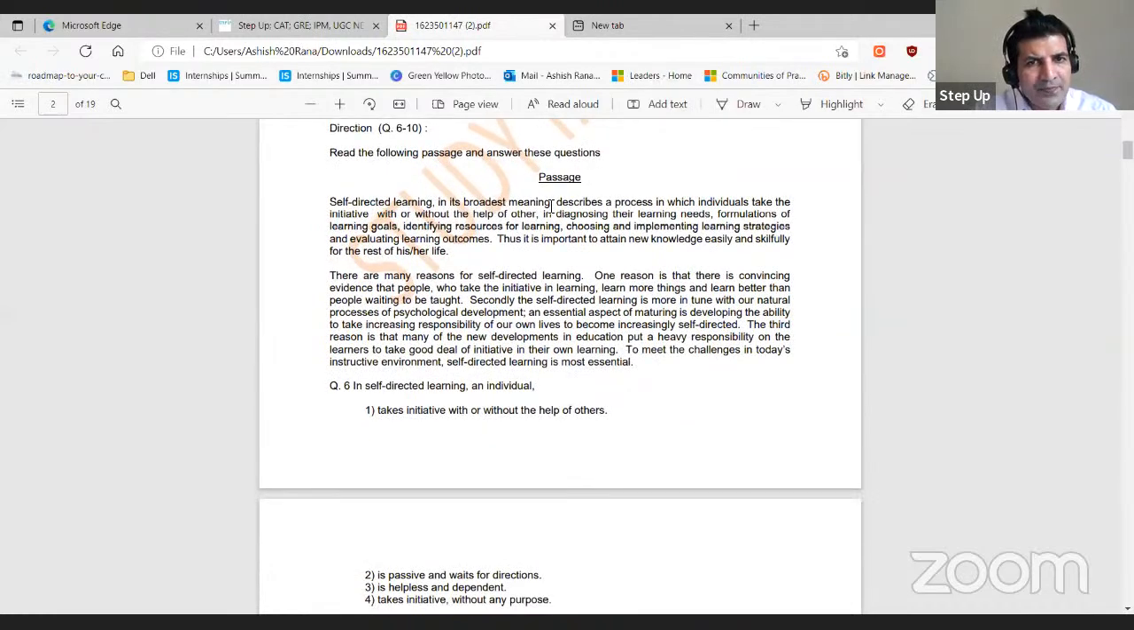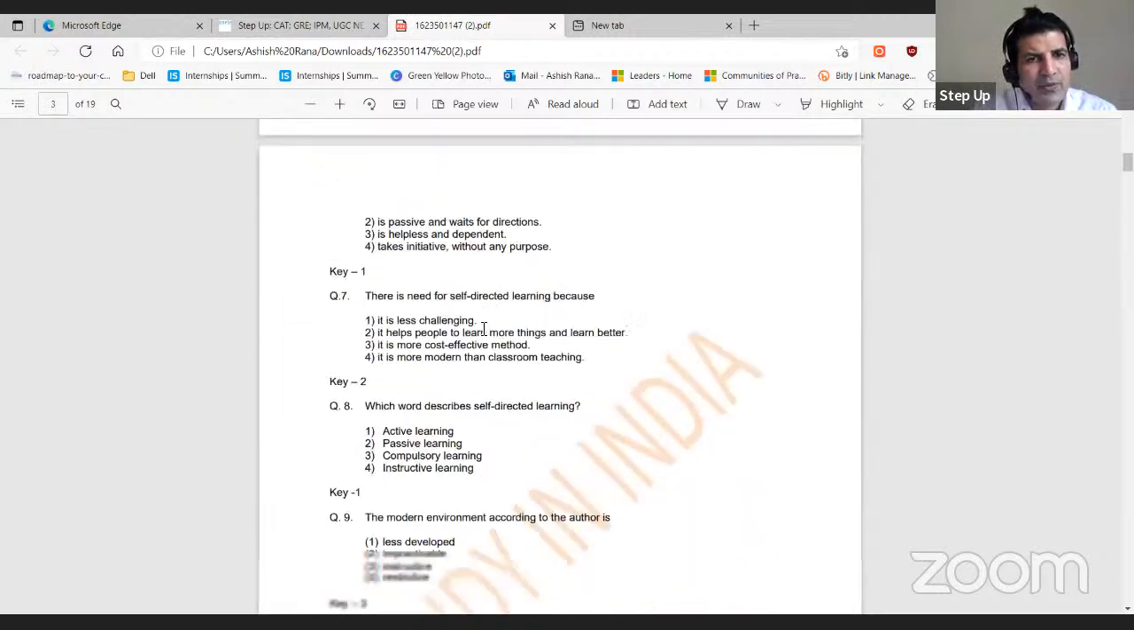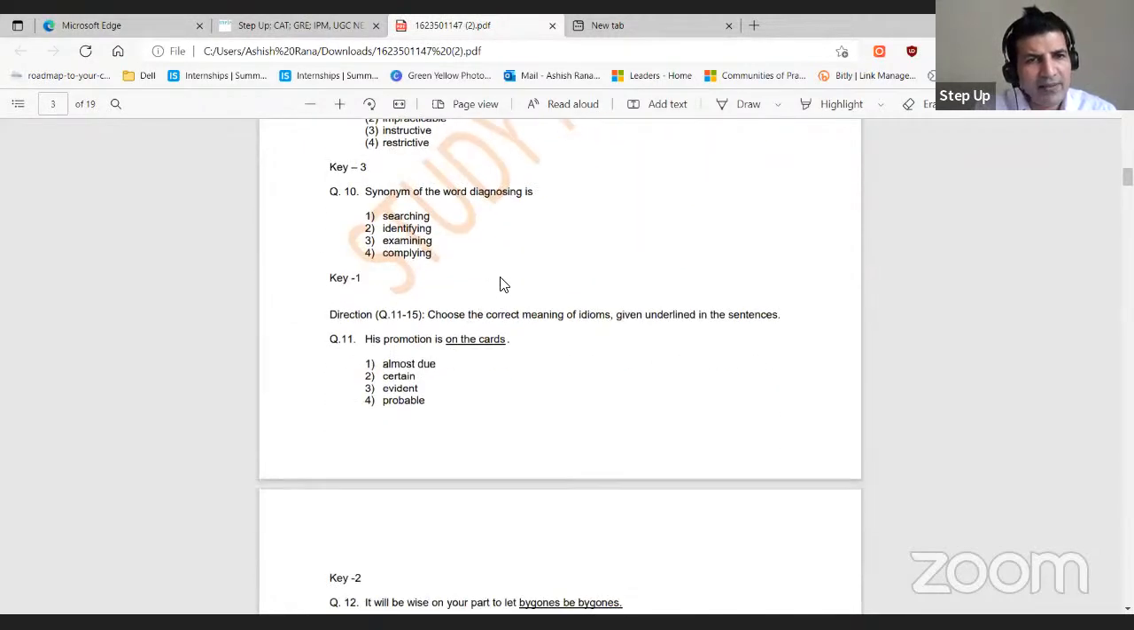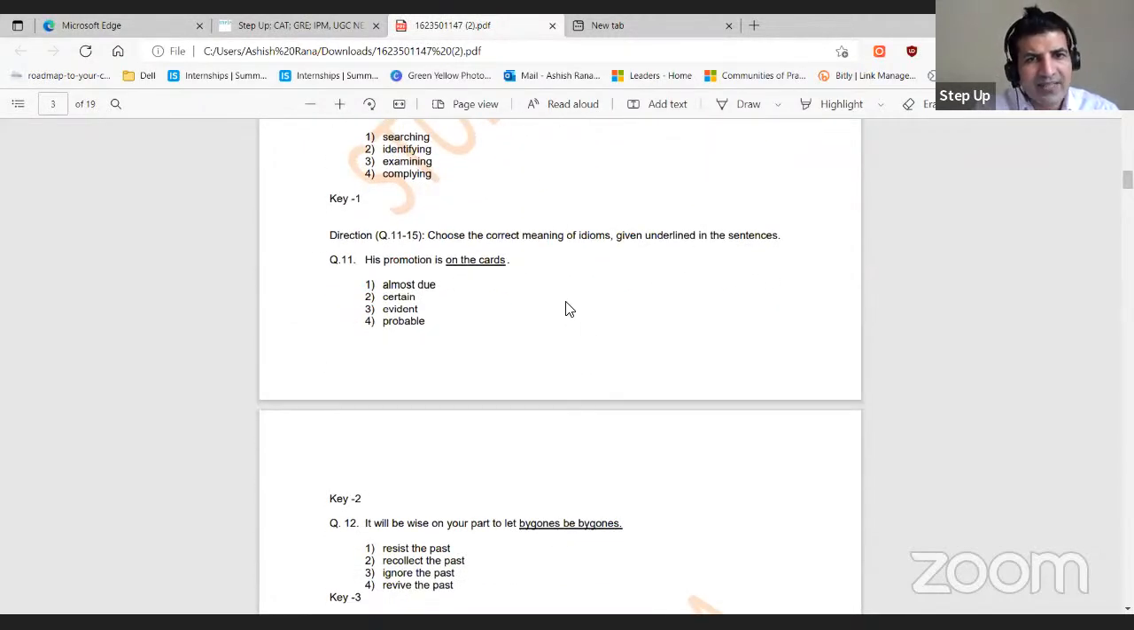And then similarly the second passage is more about self-directed learning and what it is, and what are the reasons for this, etc. And then there are some questions on the same. Okay, 5 more questions. Then what you will also see is that there are some questions around idioms.